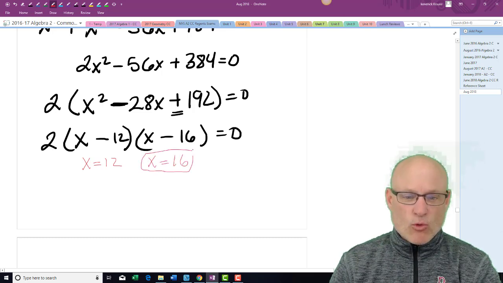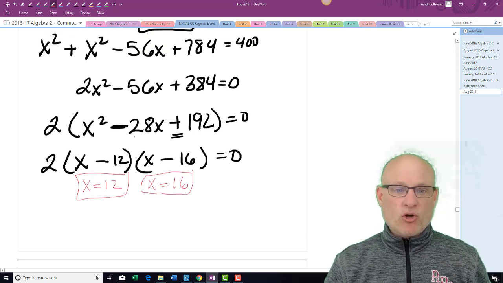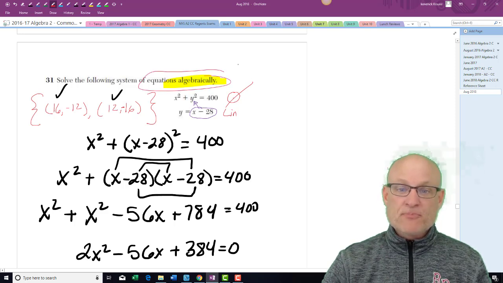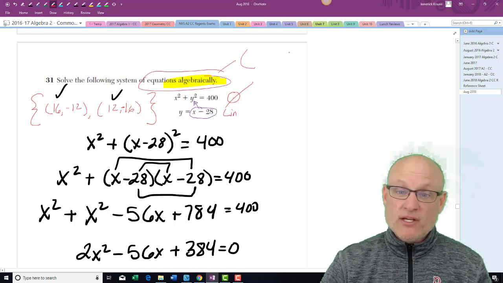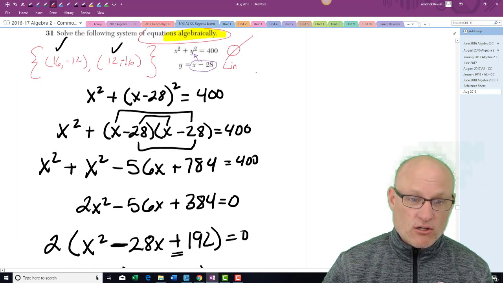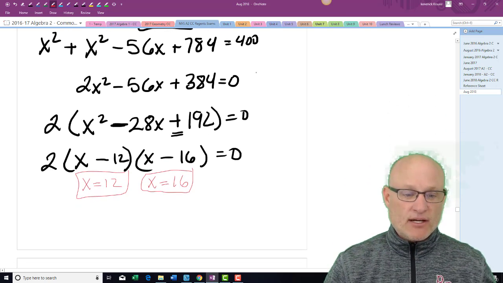Now, all of that work would be worth 1 point if you don't go back and find the y values. Because it says solve the following system algebraically. And when you solve systems, you're going to get an x and a y value. So all of this work, you only get 1 point because you didn't find the y values. And you need to show that.